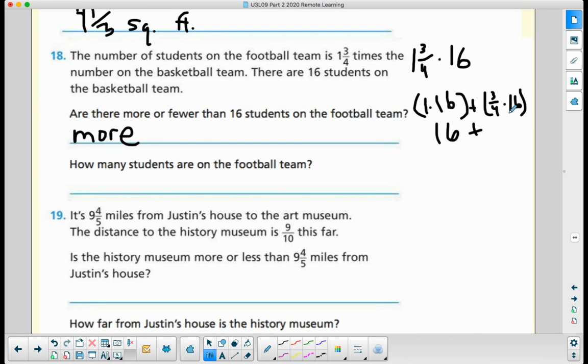3/4 multiplied by 16. I'm going to make 16 into a fraction by putting it over 1. 4 and 16 both have 4 as a factor. There's 1, 4, and 4, and 4 4s in 16. 3 multiplied by 4 is 12 over 1, or 12. 16 plus 12 is 28. 28 students. And that's reasonable because I knew I needed to have a whole number. There wasn't going to be a fraction of a student on the football team.